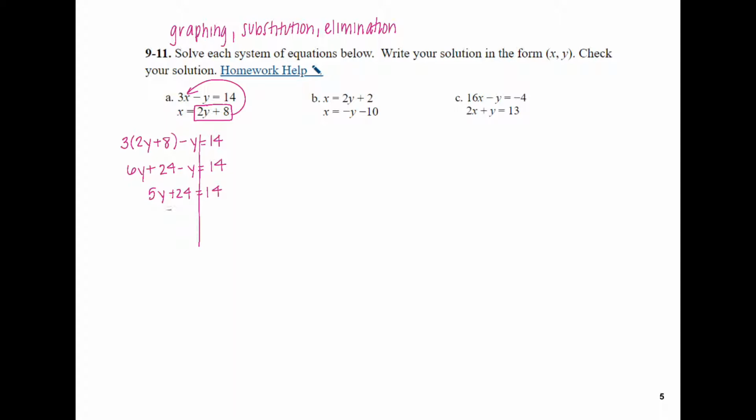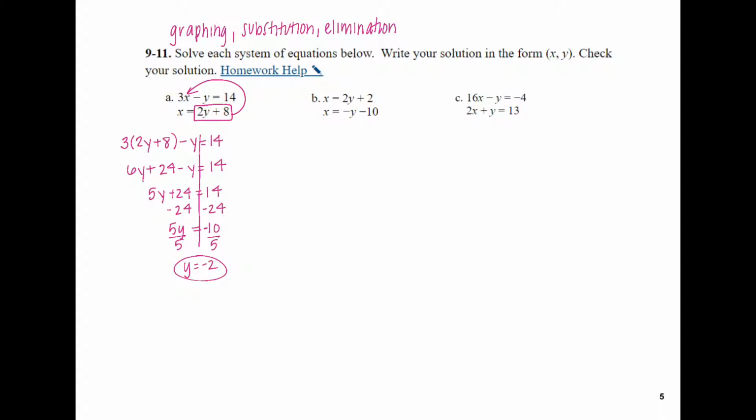Our 24, the inverse of positive 24 is negative 24. So we get 5y is equal to negative 10. Divide by 5, and we get y is equal to negative 2. So remember, we're only halfway through our problem. We need to substitute our y back in and solve for x.